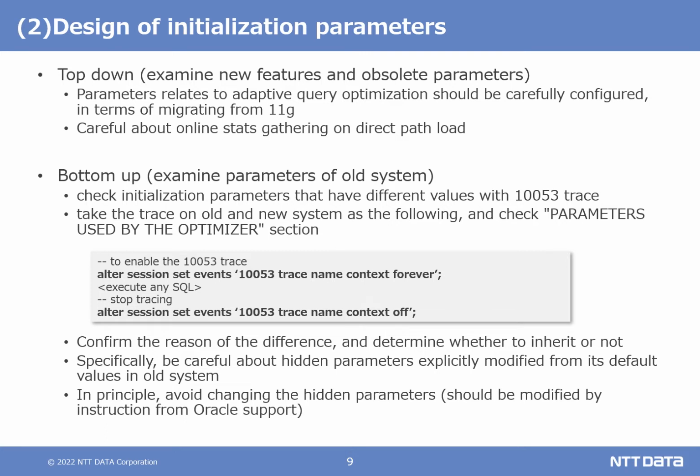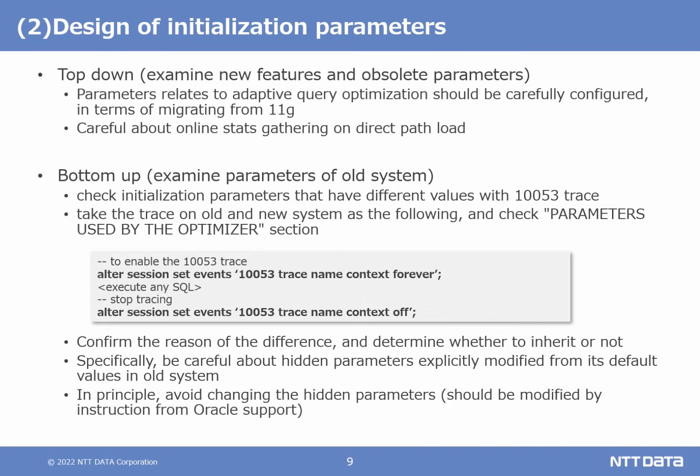As a bottom-up approach, we examined the actual configuration of parameters. Specifically, we took 53 trace and compared optimizer-related parameters between 11g and 19c. It is very easy to take 53 trace, by the way, as shown here. In this case, the SQL can be anything, such as selecting from a dual table. You will find initialization parameters in the parameters used by the optimizer section, which you can use for comparison.